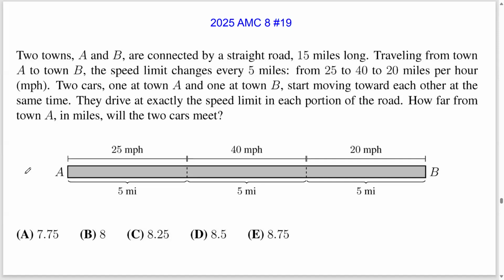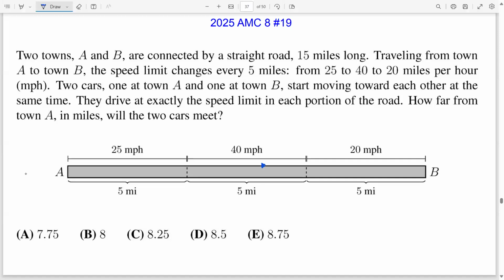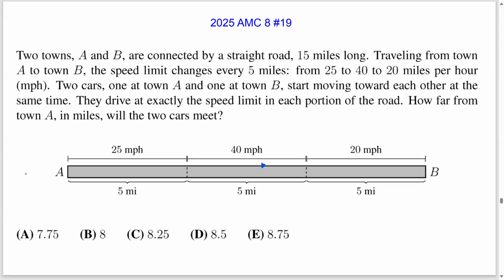So the basic idea for this problem is that we're going to first figure out the amount of time it takes to get from A to B, and then divide that by 2. The reasoning behind this is because cars A and B are going to be traveling for the same amount of time until they meet. And so they're going to meet at a point which is the same amount of time from A and B.